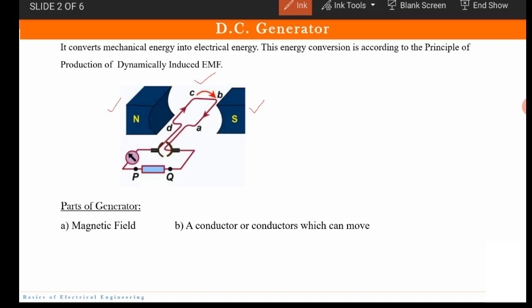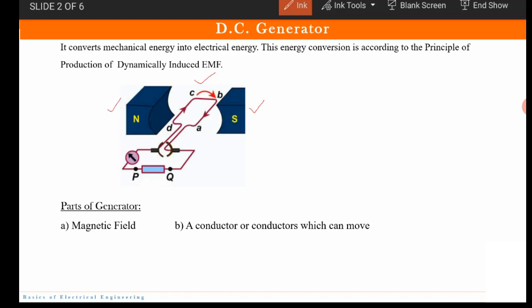Now what happens between the north pole and south pole? There are magnetic lines of force, and the direction will be from north pole to south pole. Since we have placed a conducting loop in between, a loop made up of copper, this copper loop cuts the magnetic lines of force. Fine. Now we have already studied Faraday's law of electromagnetic induction.